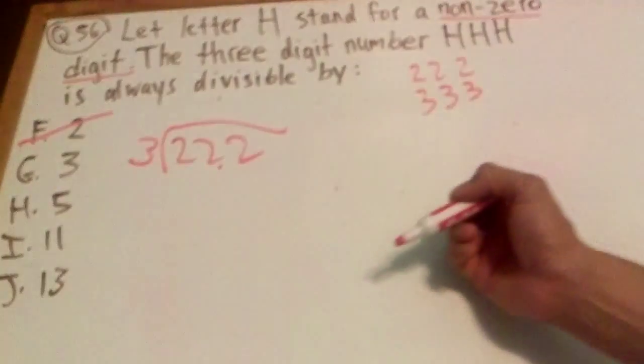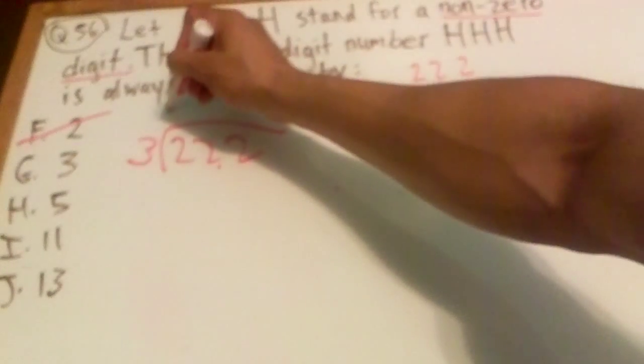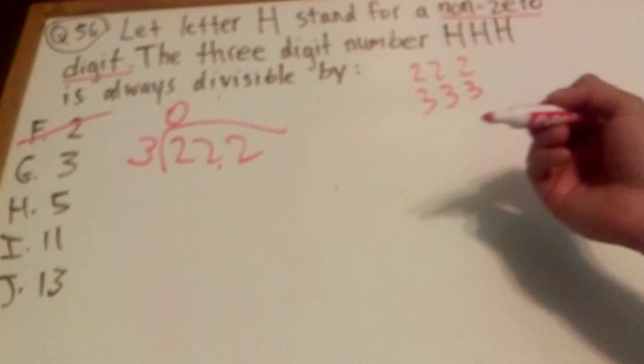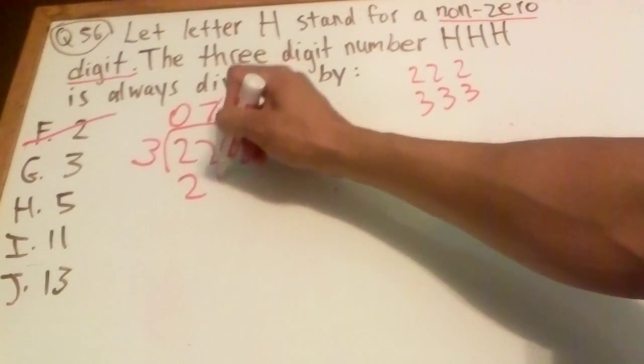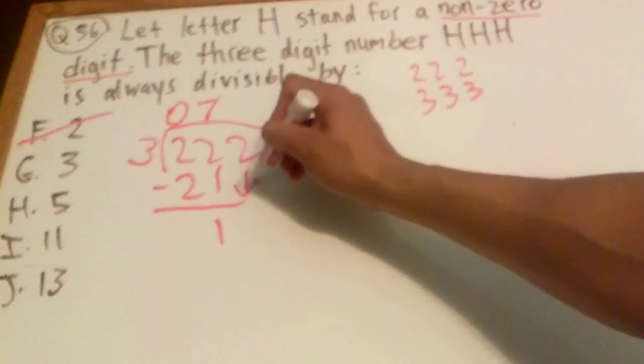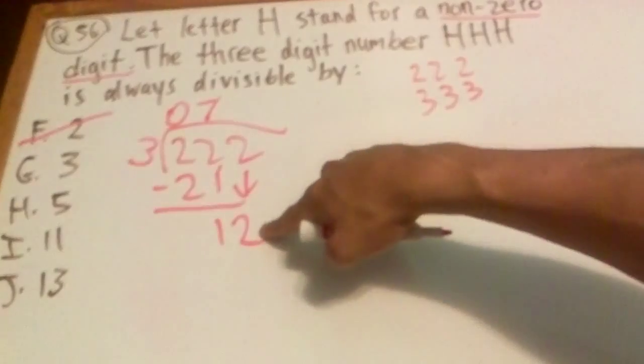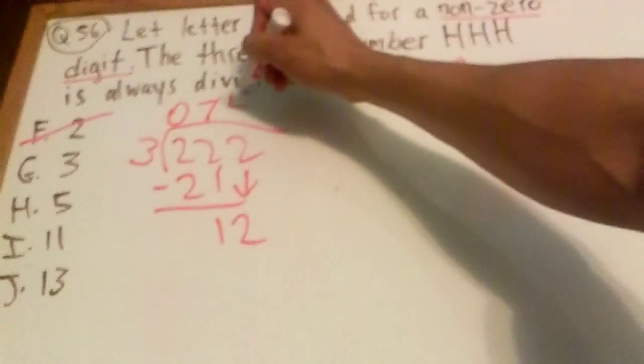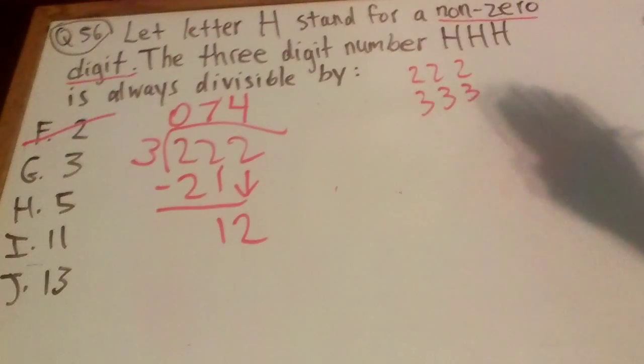How many 3s are there in 2? None. How many 3s are there in 22? It's 7. 7 times 3 is 21. You subtract. There's 1 left over. And then, of course, you bring down that 2. How many 3s are in 12? 4. It went in cleanly with no remainder.